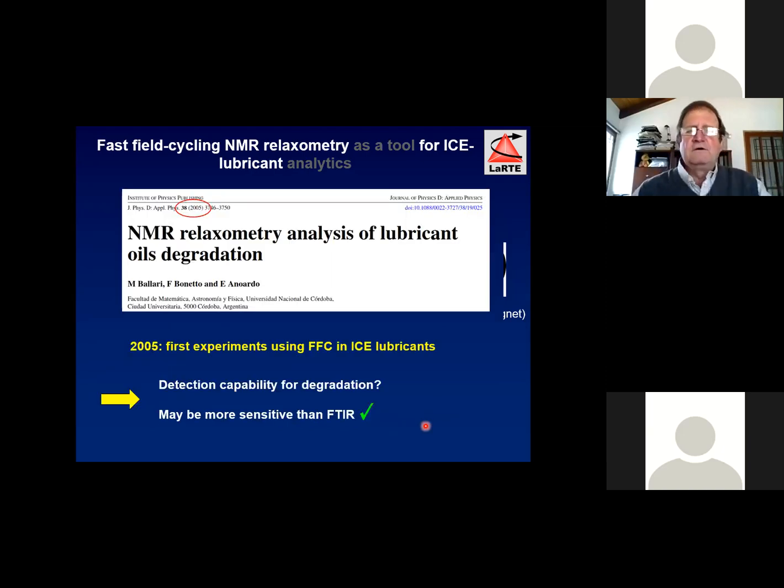Okay, so now I would like to refer to this experiment we did in 2005. That was the first experiment, as far as I know, using field cycling NMR relaxometry in an engine motor oil. And what we found in this work, we wanted mainly to see the detection capability of the technique for this application. And we were surprised somehow. We saw that it was more sensitive than infrared spectroscopy.